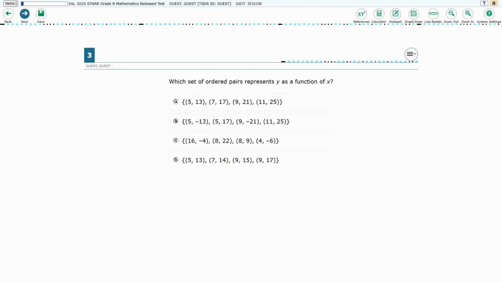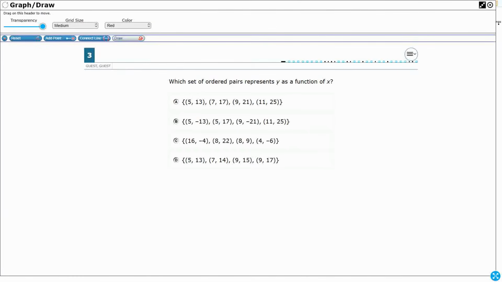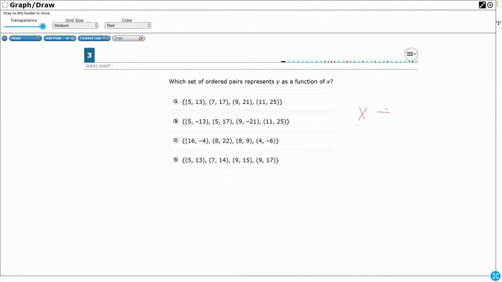Number 3, we are looking at identifying functions. And so we need to remember, what does it mean for a y to be a function of x? It means that for every x, it goes to just one y. You can't have the same x going to multiple y's. If so, now we are not a function. Each x goes to one y. So let's see which of these actually matches that rule.